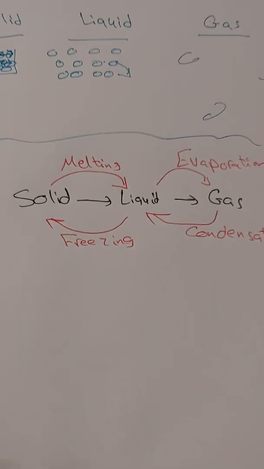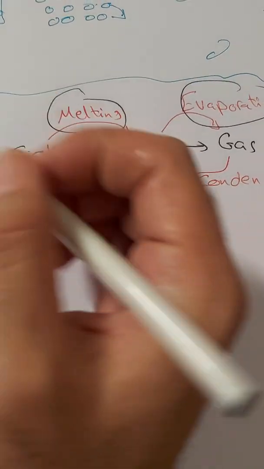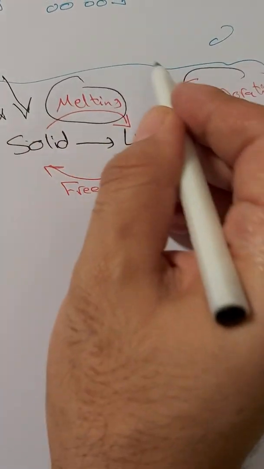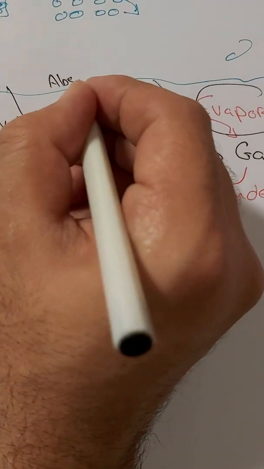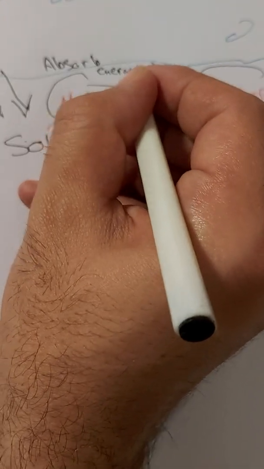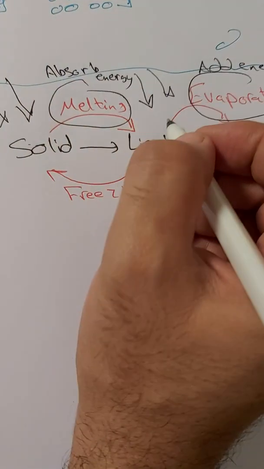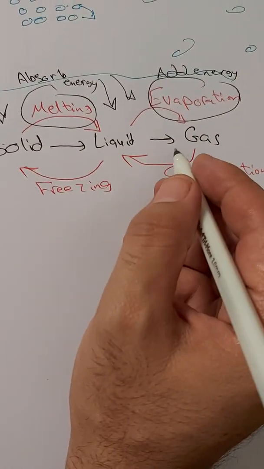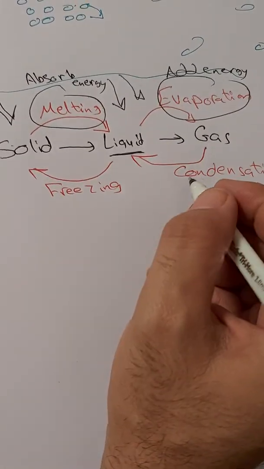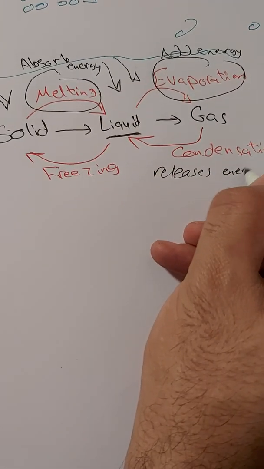which needs energy and which releases energy. So we said melting and evaporation need heat to change, so they absorb energy, or we have to add energy. Add energy means add heat to liquid to make it gas. Now take heat from gas to decrease the temperature to make it liquid. So here it releases energy, and here the same, it releases energy.